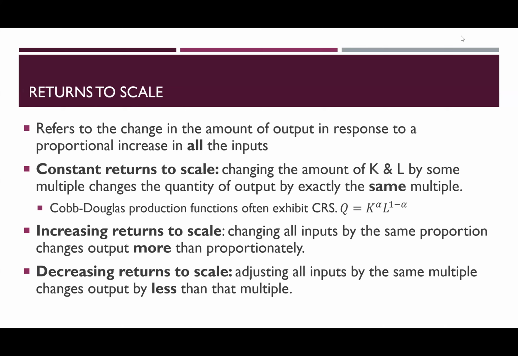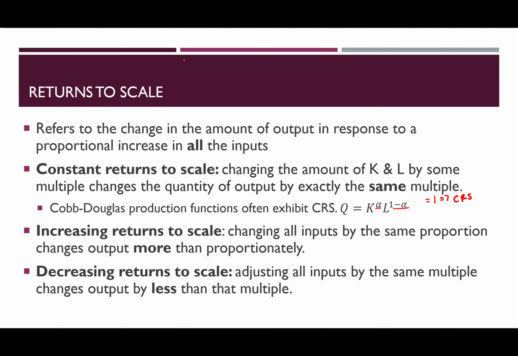There are three types of returns to scale that a production function may have. First is constant returns to scale. If we double capital and labor, that means output should also double, right? Most Cobb-Douglas production functions exhibit constant returns to scale, and we can see that in a shortcut way by looking at the exponents. If those exponents sum to 1, then we have constant returns to scale.